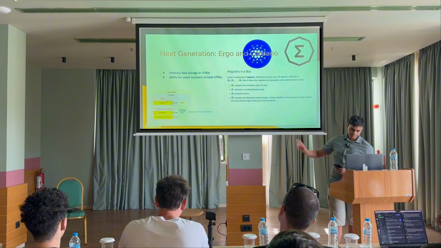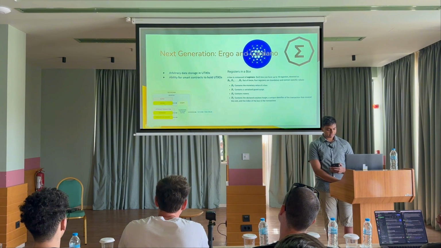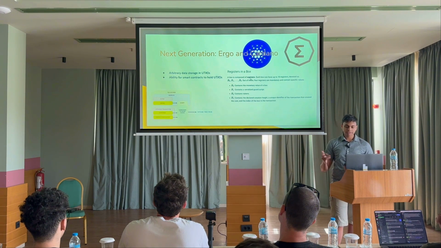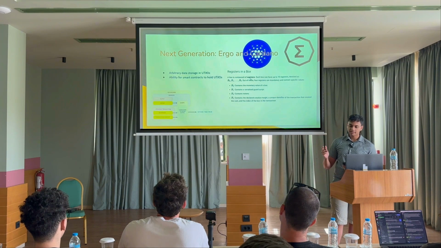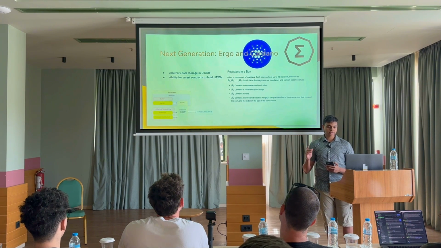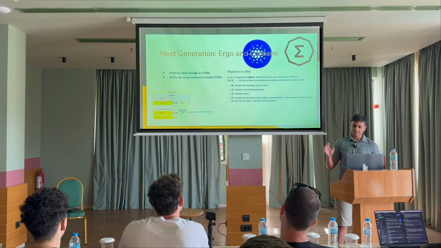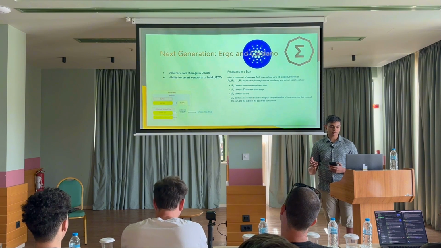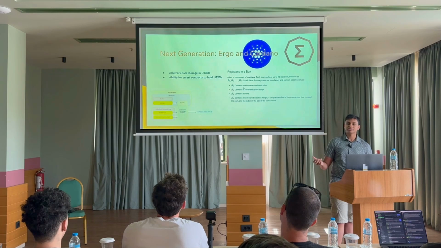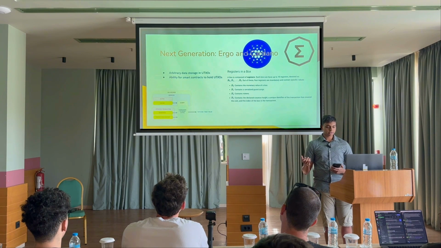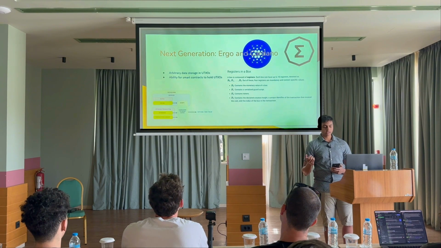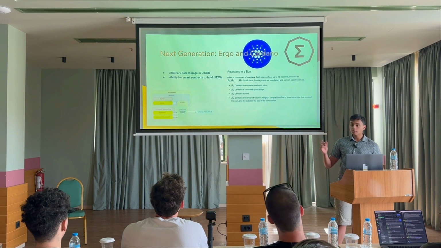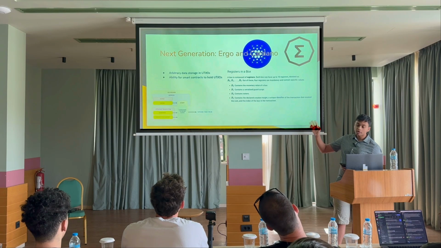And Ergo is very similar. You have a box, and instead of datums, just think of registers. Each box can have up to 10 registers, denoted R0 through R9, and 4 of these registers are mandatory and contain specific values. Here you see R0 contains the actual value of the box. This is the value, the coins that you care about. Then R1 contains a serialized guard script, and all this means is that it's the logic behind the contract itself.